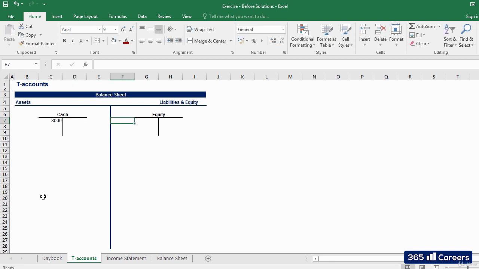Perfect. You can see that the two entries balance each other. We have $3,000 on the asset side and $3,000 on the liabilities and equity side. The accounting equation is satisfied.